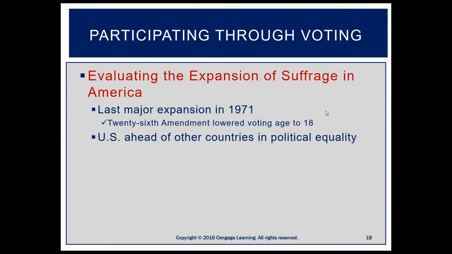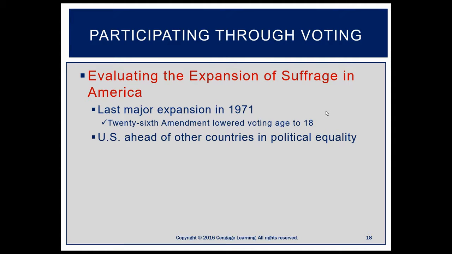The last major expansion of suffrage in the United States was in 1971, which lowered the voting age from 21 to 18. Again, it was mostly states that set voting rights. Some states did allow voting to begin as low as 18, but the 26th Amendment lowered it to 18 for everyone across the country.